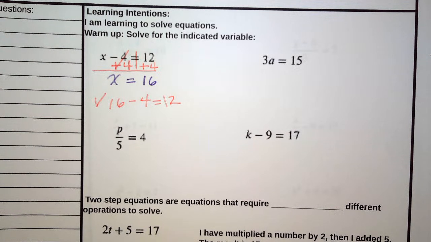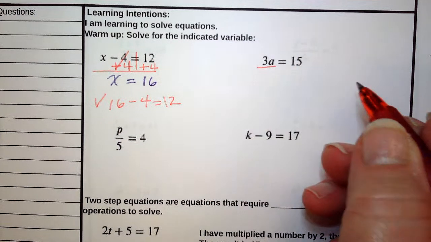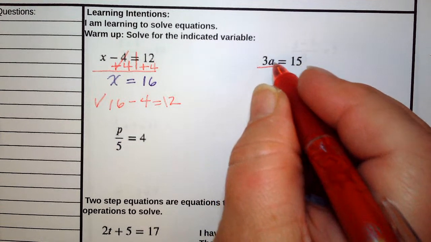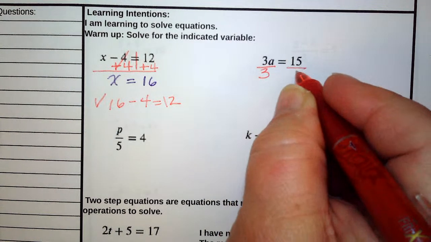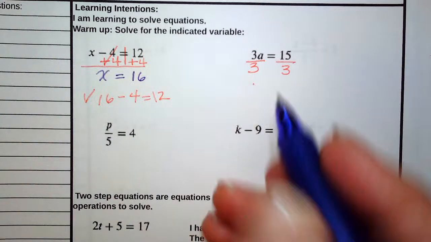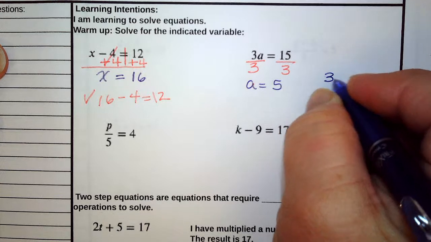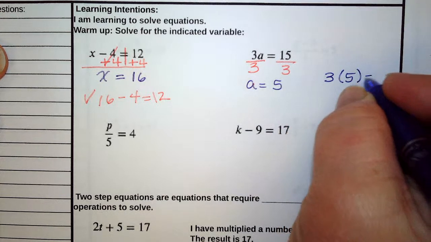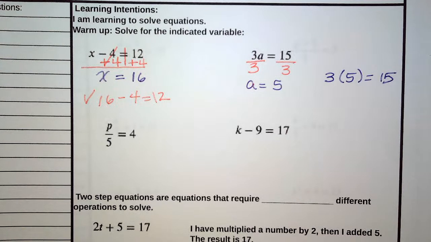On the next one, 3a means I am multiplying 3 times a. The opposite of multiplication is division. I use the coefficient only. I use that number in front of a only. 3 divided by 3 is 1. 15 divided by 3 is 5. So, a is equal to 5. 3 times 5 is 15. I've checked it out. It does work.